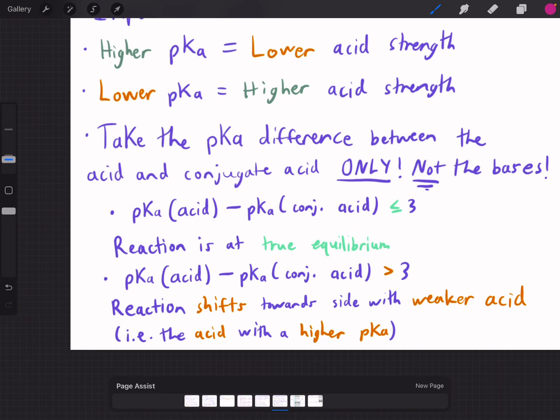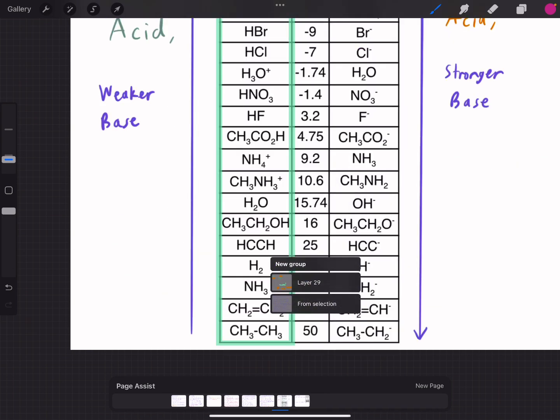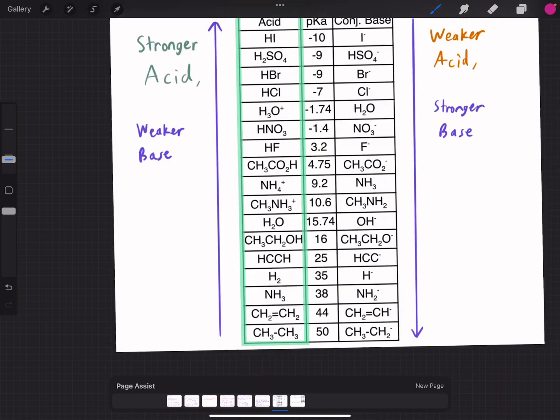You want the side with the larger pK. That will be the weaker side, and that's where the reaction will shift. So this is where the very helpful table comes in.